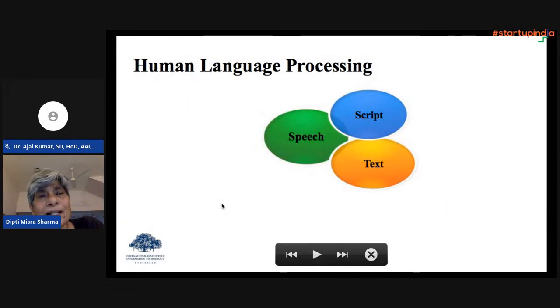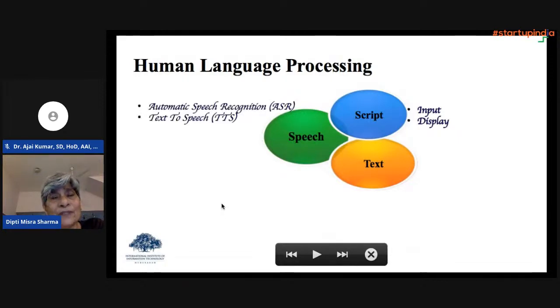If we look at human language processing, there are three aspects that one has to deal with: script, text processing, and speech processing. When it comes to script, you have issues with input and display, and that's where standards are needed. With speech, you have automatic speech recognition and text to speech processing. So here again, how does one deal with the data and the processing methods?